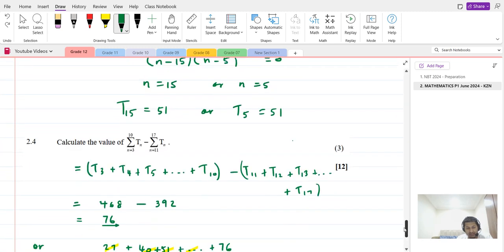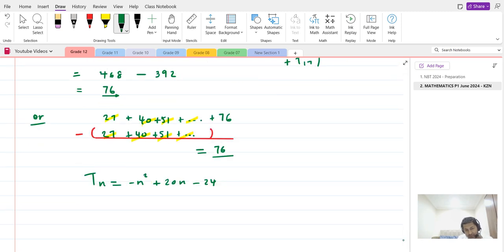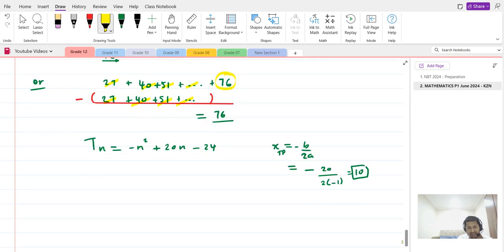Also note, look at your quadratic formula, your number pattern, negative n squared plus 20n minus 24. If you work out x equals minus b over 2a, the maximum value that this graph can take on, we're getting minus 20 over 2 times negative 1, so we're getting 10. So at 10 this graph has a maximum.